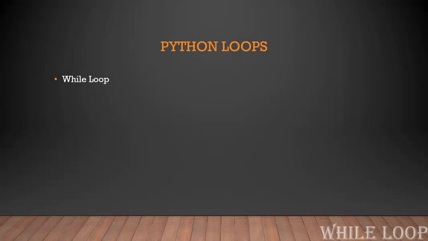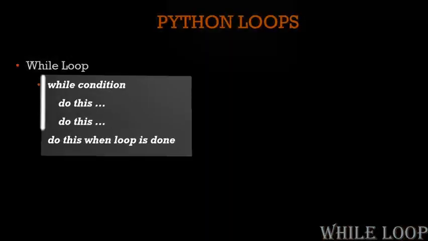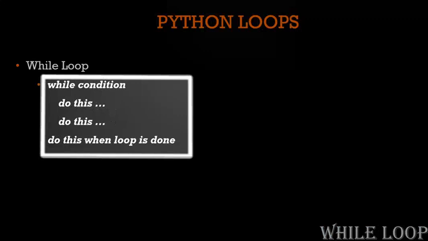Okay, so here is the syntax for a while loop. So we have while, and it will be doing this, do this, and then this will be done when the loop is done. So it is just the continuation of the program after the while.